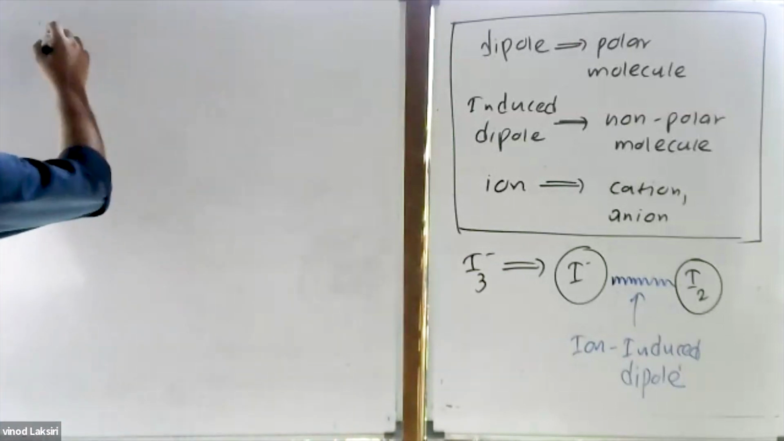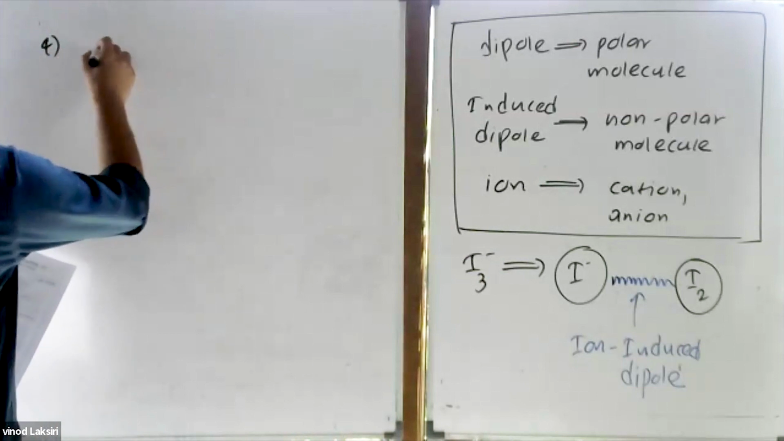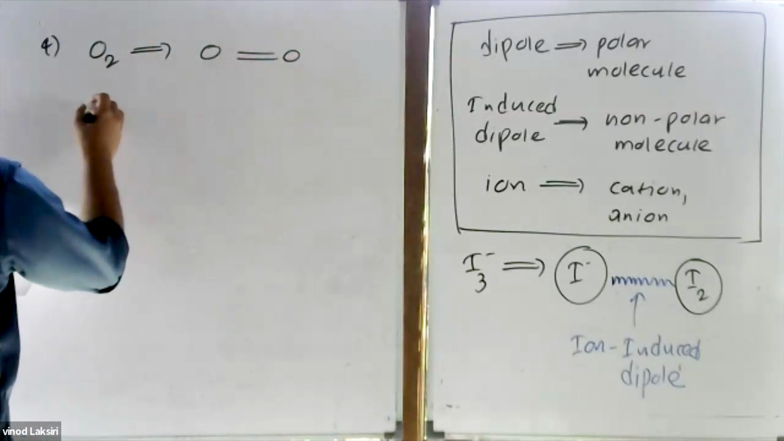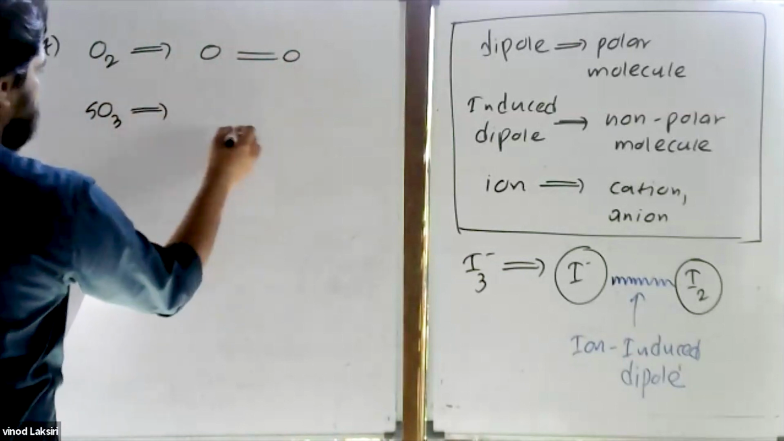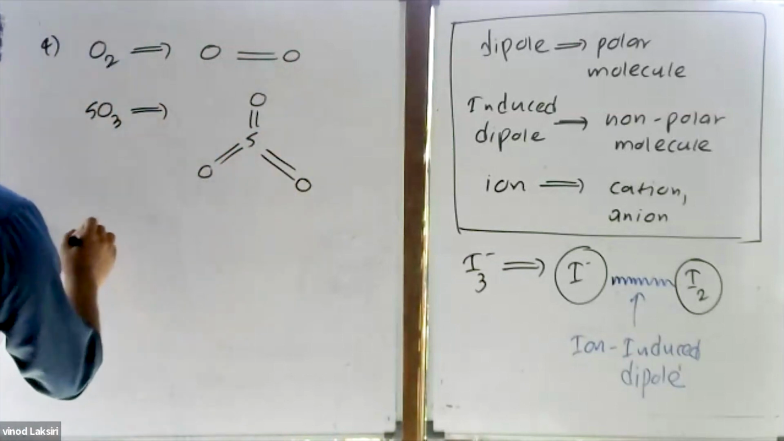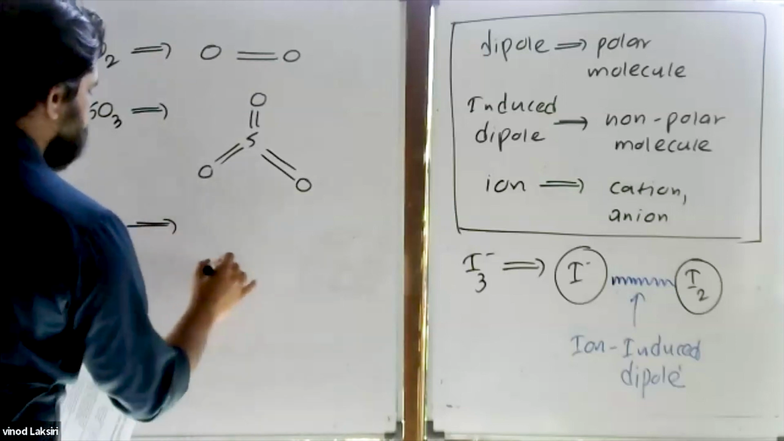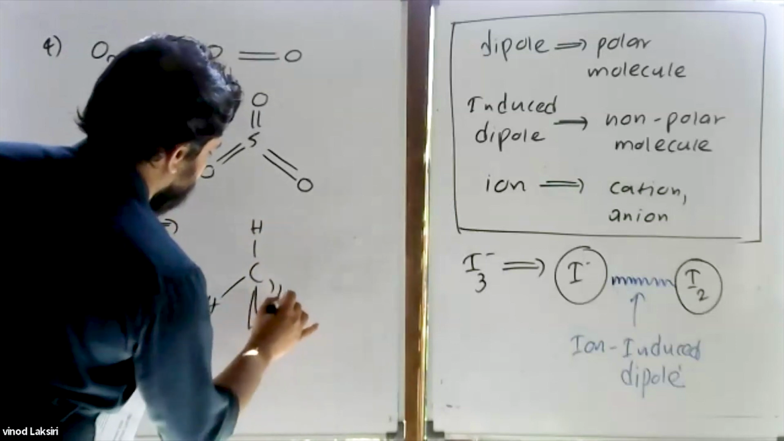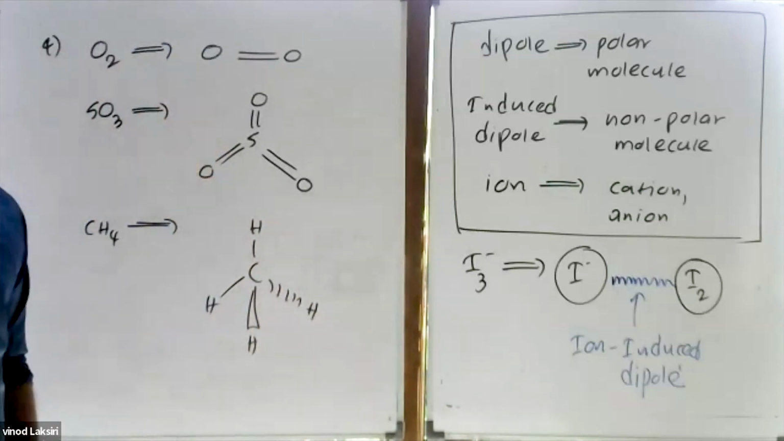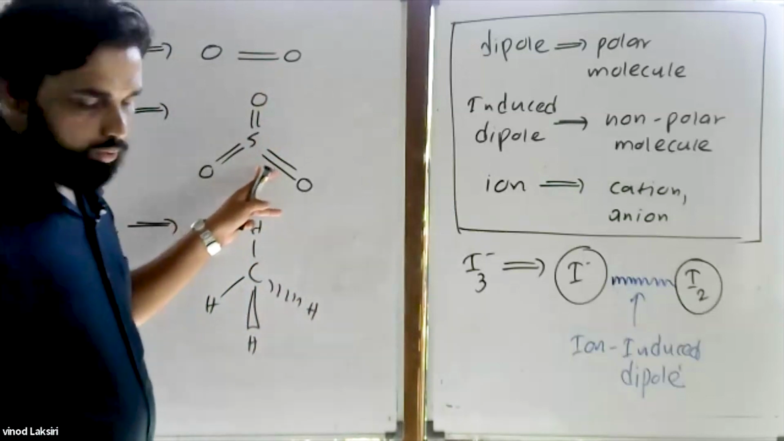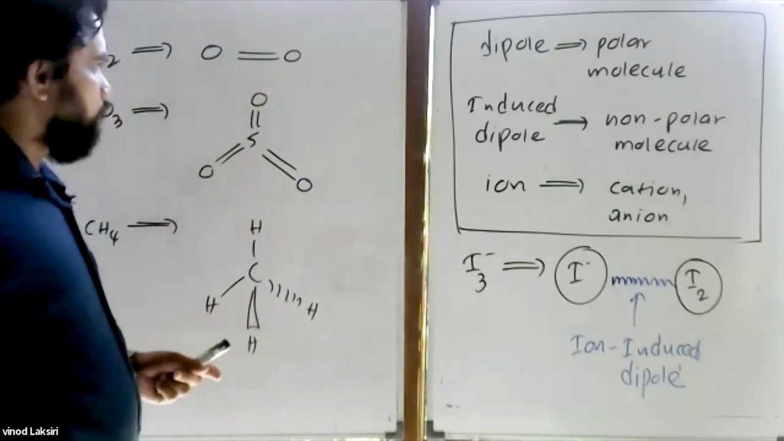So here, how do you decide the dipole moment in the O2 molecule? First, we have to know the structure. O2 is linear, SO3 has this structure, and CH4 has this structure, tetrahedral. To decide the dipole moment, you have to draw the 3D structure. SO3 is a trigonal plane, therefore you draw it as a trigonal plane. CH4 is tetrahedral, so we draw it as a tetrahedral, right?